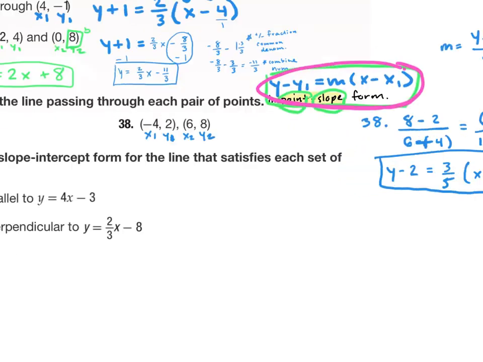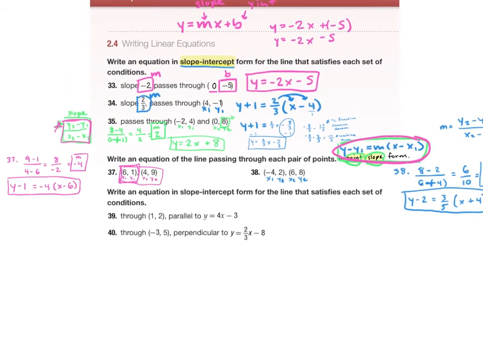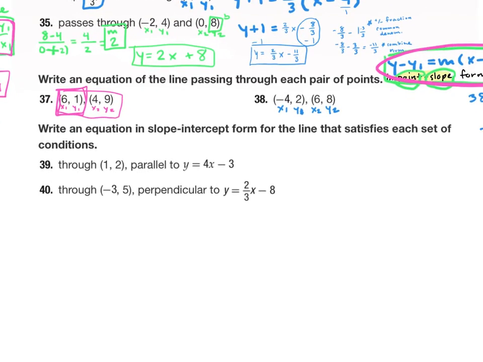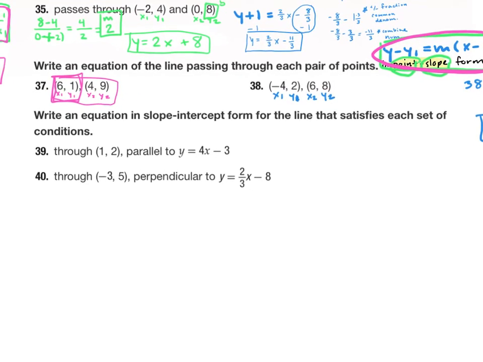All right, we have 2 more from 2.4. So we need to write an equation in slope-intercept form for the line that satisfies each set of conditions. So 39, we have a point, and it's parallel to this line. So what would our slope be here if it's parallel? Which number is the slope? Yeah, what number is the slope?